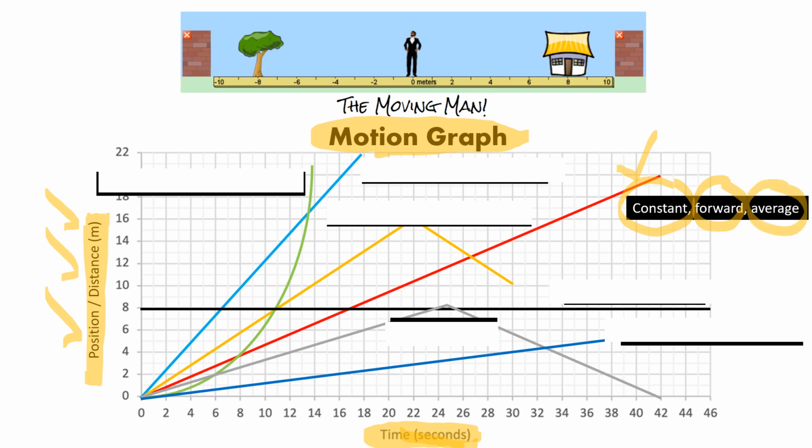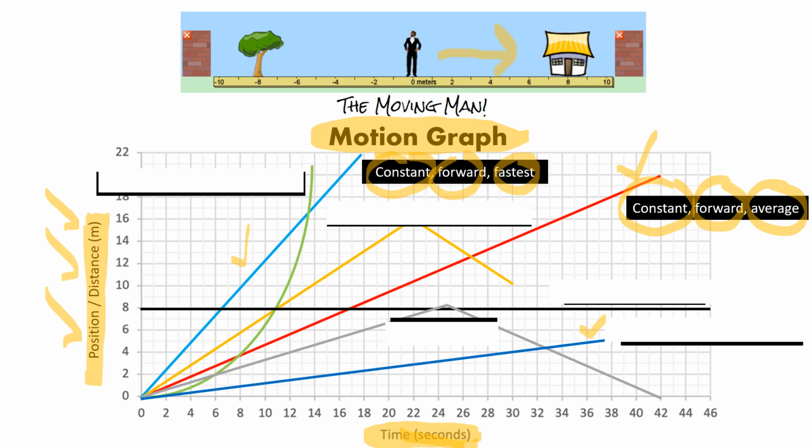Let's look at this blue one over here. How would you describe that one? Well, is it straight? Yes, it is. Is it positive? Yes, it is. So this guy's going to be going forward, right? And is it faster or slower than the red line? Well, it's got a steeper slope. I'm going to have to imagine it's going to be faster, covering more distance in less time. Well, that's 100% correct. Constant, forward, and the fastest of the three straight lines.